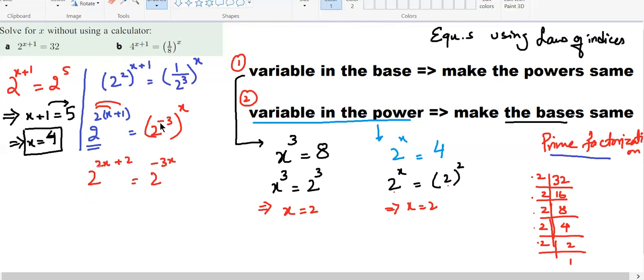Again, my logic is simple. I'm using the same base and I'm getting the same answer, it means I was raising the same powers. So 2x plus 2 is equal to negative 3x, and then it's all algebraic manipulation from here on. Negative 3x on the other side will be positive, which gives us positive 5x, and this 2 on the other side will be negative 2, and hence x is equal to negative 2 over 5.